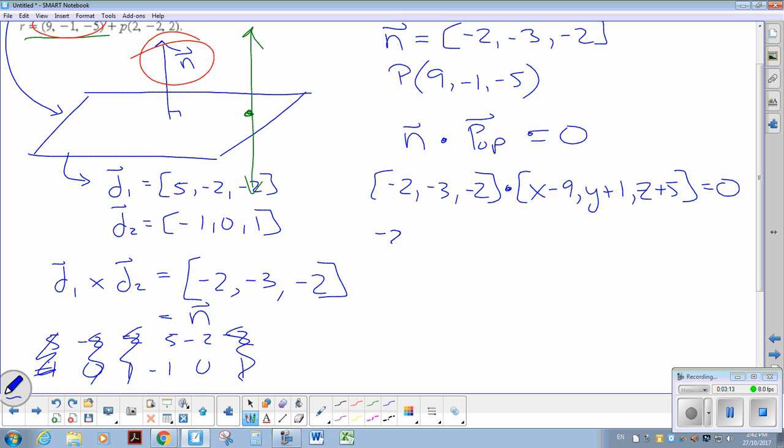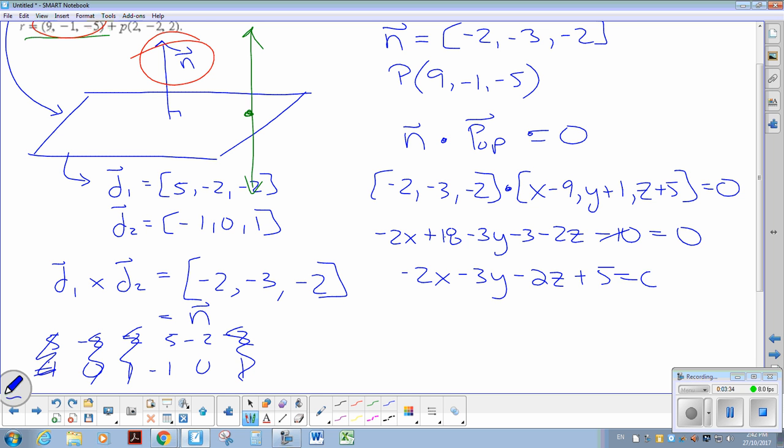So we'd end up with -2x plus 18, -3y minus 3, -2z minus 10 equals 0, so -2x minus 3y minus 2z plus 5 equals 0. And they probably report it with all positives, so I'll switch my signs around here.